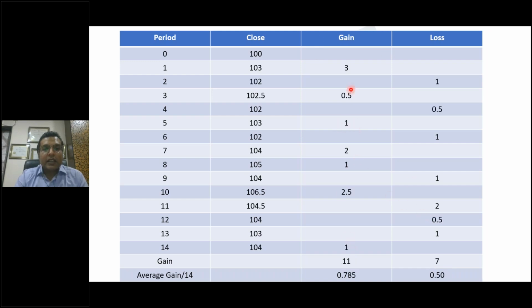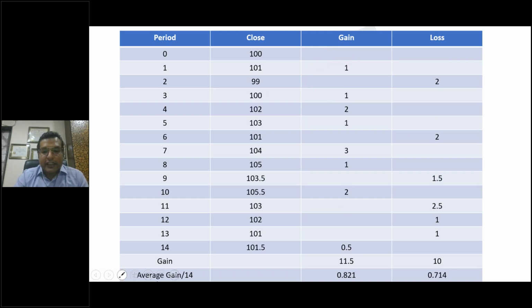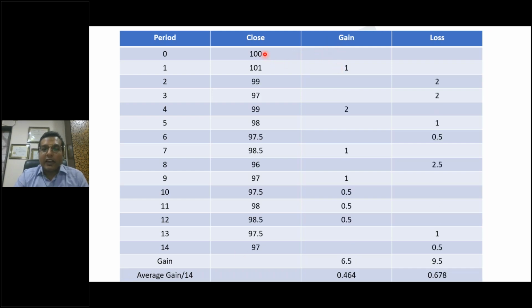So this is a calculation table. Again, for the same security, from 100 to 103, a gain of 3 rupees, then a loss of 1 rupee, and then again a gain of 0.5, and then we have the average gains and average losses. And again we have a third table. You can see that there is a change in the average gain and average loss in every case, on the first table, the second table, and this third table, where again we have a gain of 1 rupee, then 2 rupees loss, again 2 rupees loss, then again 2 rupees profit. This is how the average gains and losses are calculated.